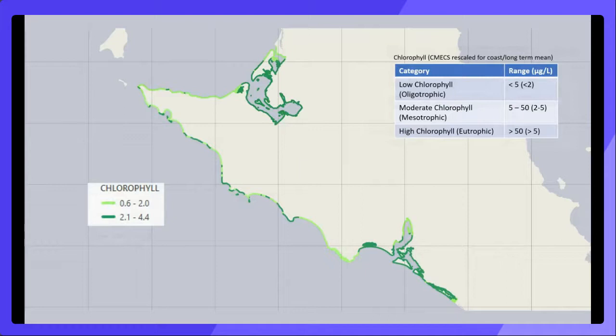In the coastal segment units, we use chlorophyll as a proxy variable for representing primary production. Vizcaíno is oligotrophic and mesotrophic.